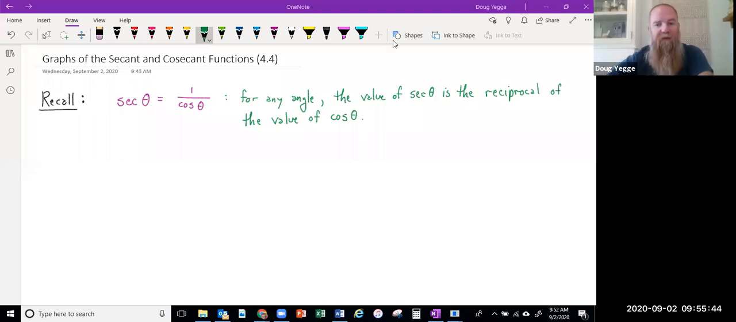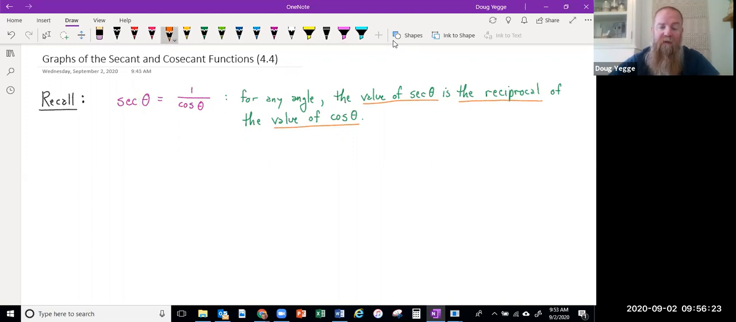We'll start off with this identity that shows us how secant of theta and cosine of theta are related to each other. So secant of theta is always 1 over cosine theta. Now, just to see what that really means, it's basically saying that no matter what angle you provide me, when you plug in that angle, the value of secant theta is always the reciprocal of the value of cosine theta.